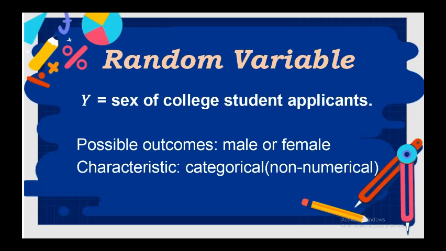So it would be very difficult to perform mathematical operations on such kinds of data. So we have to find a way to convert this data into numbers. So we could assign the value 0 for male and 1 for female. Since our possible outcomes are non-numerical, we could assign the value 0 for male or 1 for female.